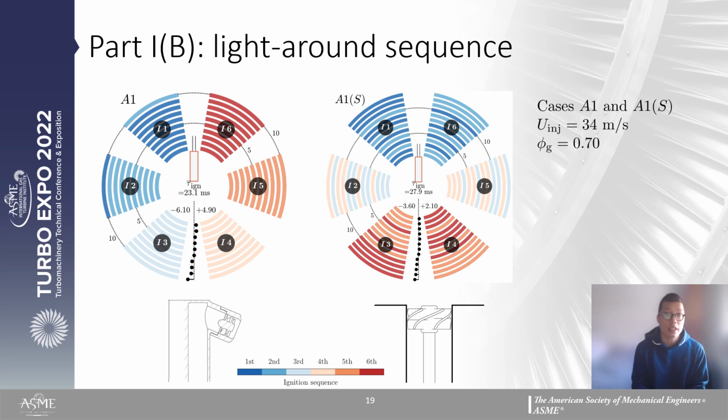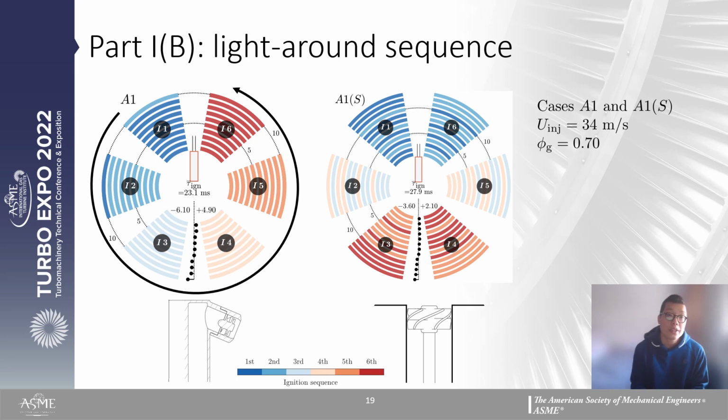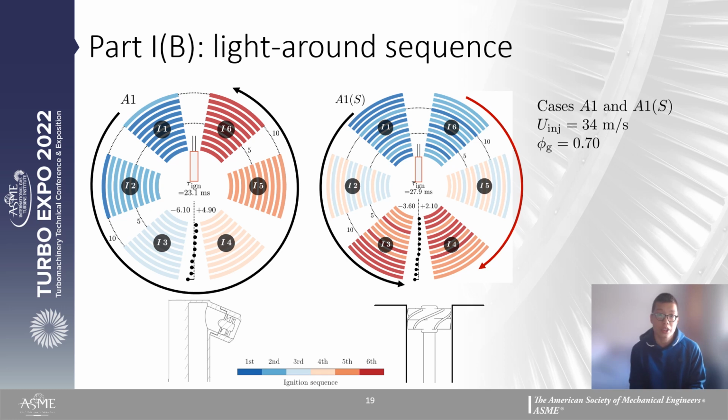So for I1, ignition almost always happens at I1 first and then ends at I6. This is due to the strong bulk swirl forcing a preferred direction for light-around. So this leads to less stochastic behavior in the ignition sequence. This is in comparison to the standard annular combustor, which usually sees ignition proceed in 2 branches: an anti-clockwise flame branch, indicated by the black arrow, and a clockwise branch, indicated by the red arrow, before meeting at approximately 180 degrees from the spark location.